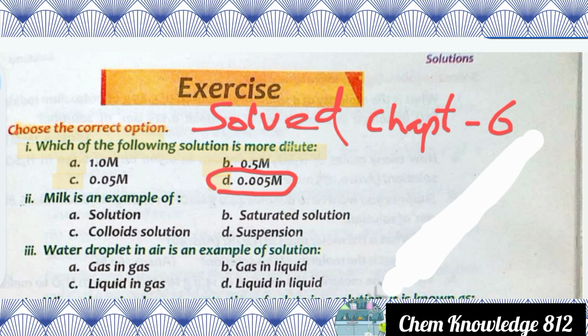So the second one is, milk is an example of A solution, B saturated solution, C colloid solution, and D suspension. So we can say that the correct answer will be colloid solution. So you can say that milk is an example of colloid solution.